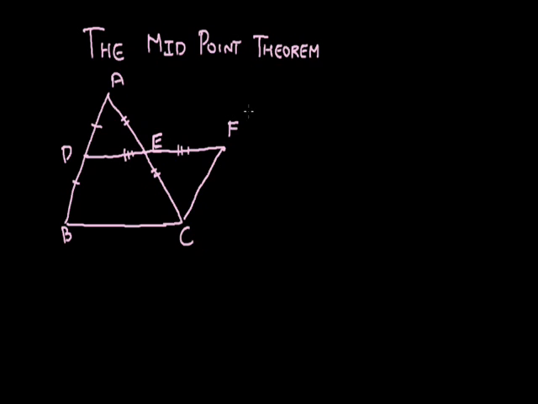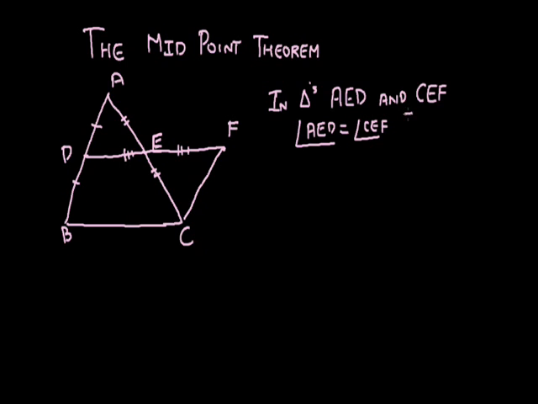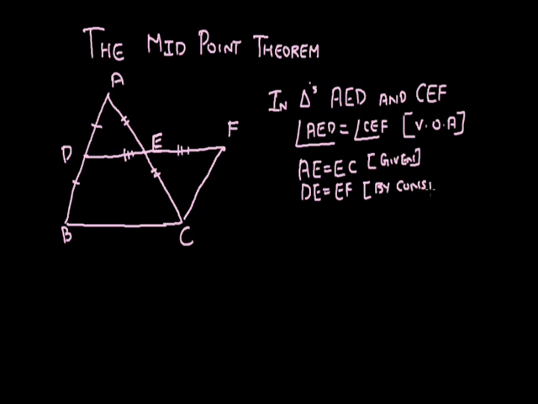That is, my first step of this proof would be in triangles AED and CEF. Angle AED is equal to angle CEF, being vertically opposite angles. I'll abbreviate it as VOA. And I have the corresponding sides AE being equal to EC, which is given to me, and DE being equal to EF, which is by construction. So this proves the congruence of these two triangles, that is, triangle AED is congruent to triangle CEF.